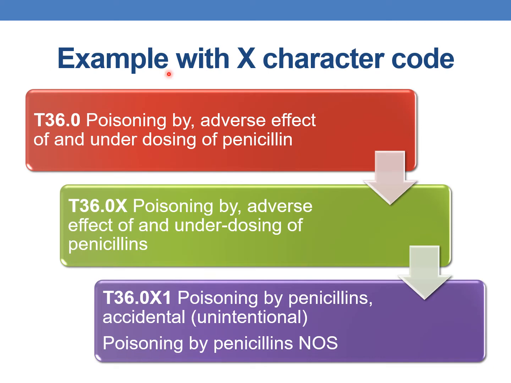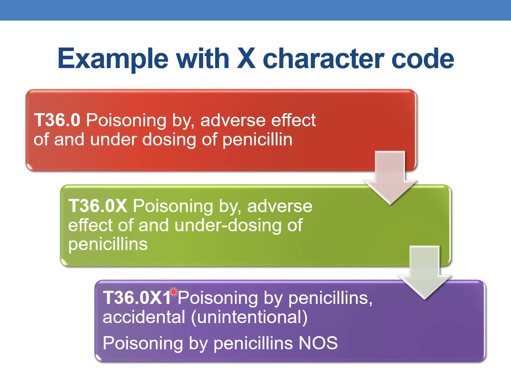Now let us discuss an example of a code with an X character, or a placeholder character. Here, T36.0 is a subcategory. It indicates poisoning by, adverse effect of, and underdosing of penicillin. This is further subcategorized into T36.0X. Here X is the placeholder character. This is further subdivided, or the final code is T36.0X1. Here 1 indicates poisoning by penicillins, accidental or unintentional.